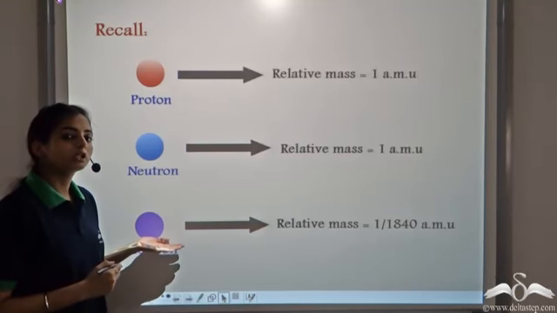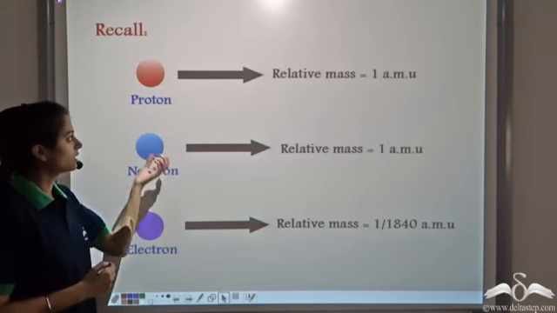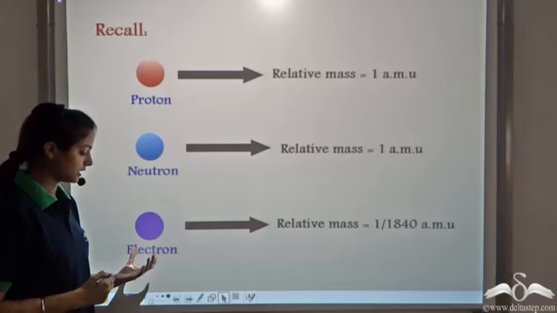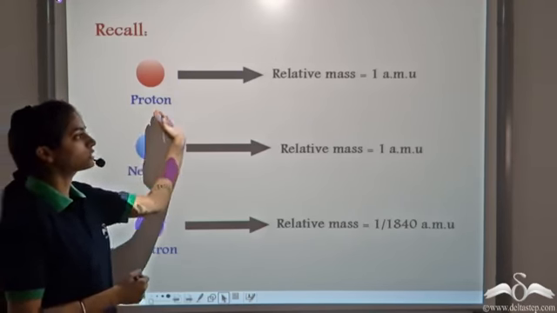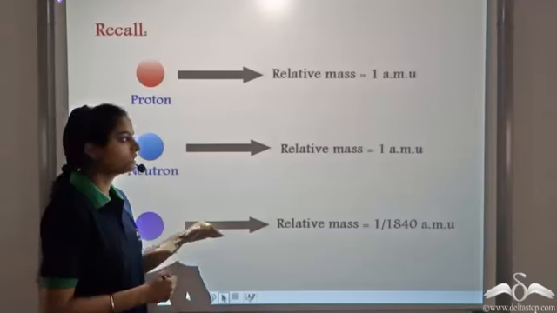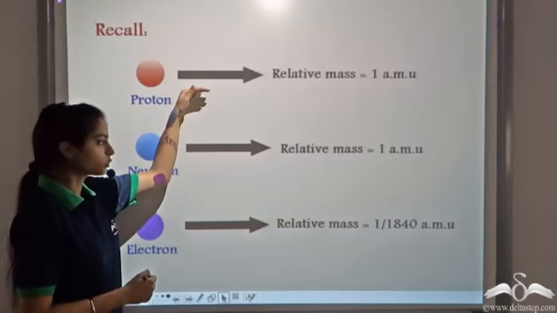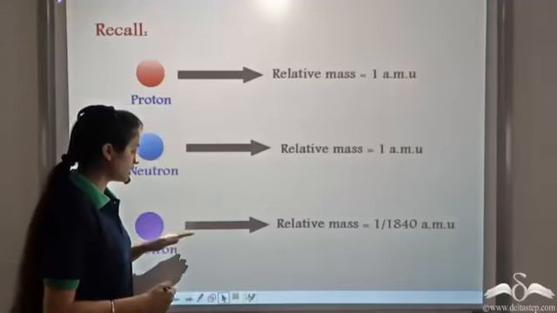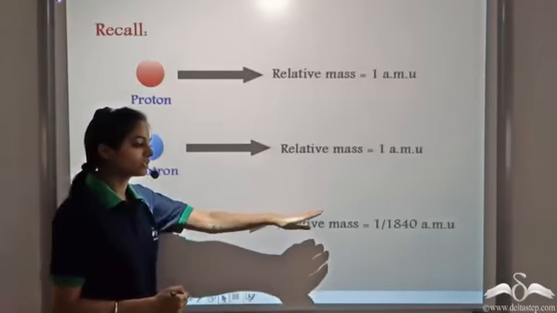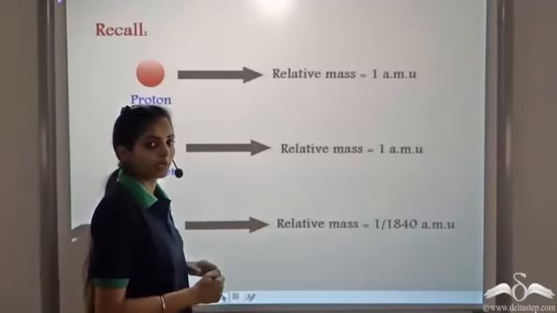So the three subatomic particles of an atom are protons, neutrons and electrons. Let's recall their masses. The mass of a proton is taken to be 1 atomic mass unit. With respect to the mass of a proton, the mass of a neutron is also 1 atomic mass unit, and the mass of an electron is 1 by 1840 atomic mass unit.